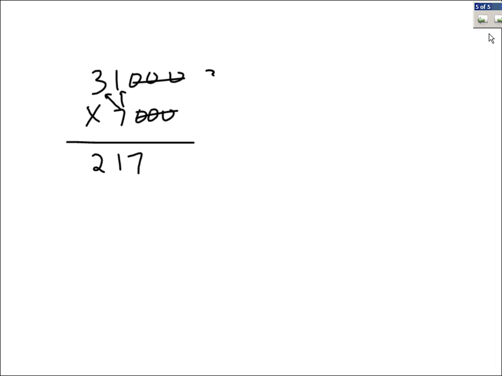You have to do 31,000 times 7,000. Basically, I would ignore those zeros for the multiplication. 7 times 1 is 7. 7 times 3 is 21. And then I would say there were 3 zeros here and 3 zeros here, so I add 6 zeros, 3 and then another 3: 217 million.